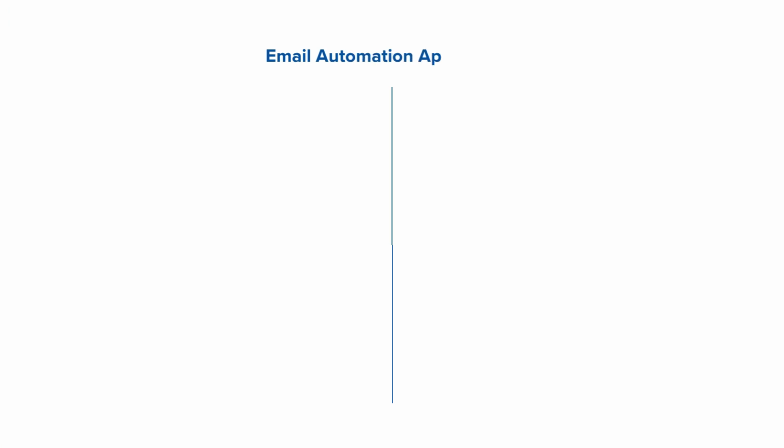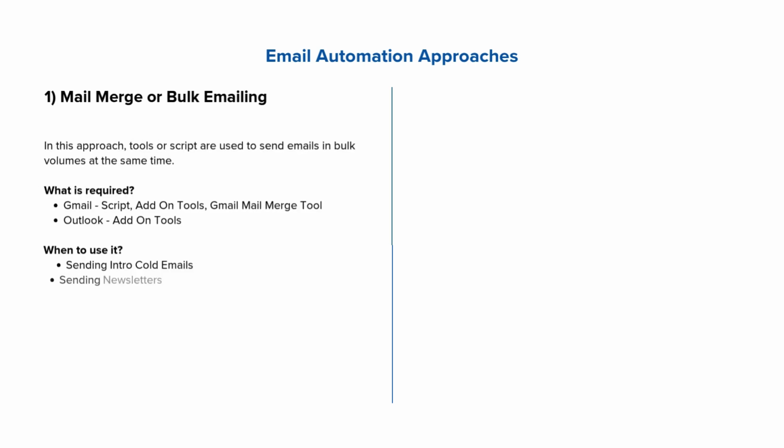The two main approaches to email automation include, one, mail merge or bulk emailing. This is where you send a large number of emails all at once using either Gmail scripts, add-ons that are available on Chrome, or Outlook tools or add-ons. We use this approach when we want to send out cold emails in bulk or push newsletters to our prospects. But beware, there are high chances of the email getting marked spam.